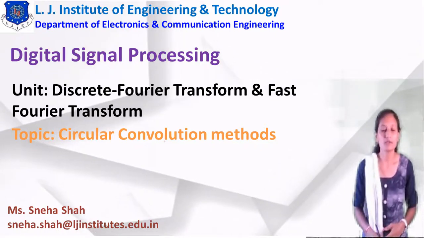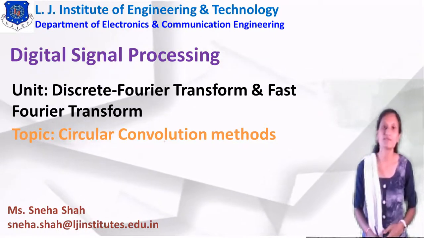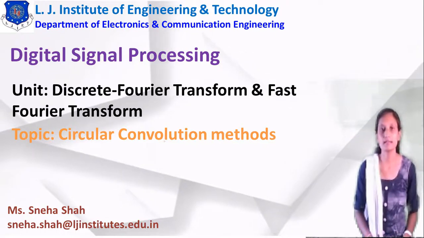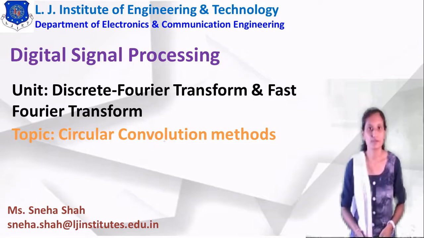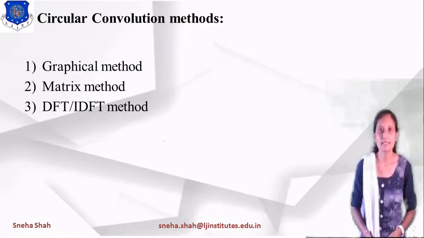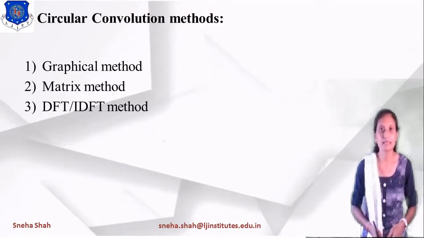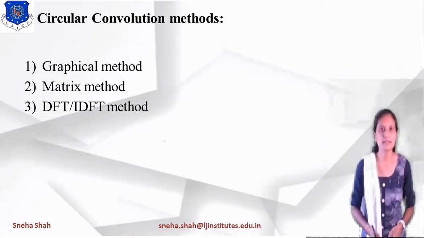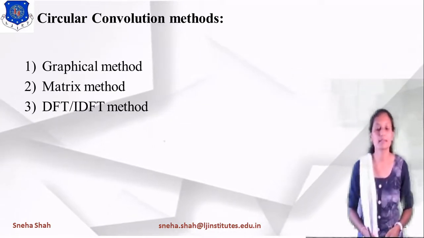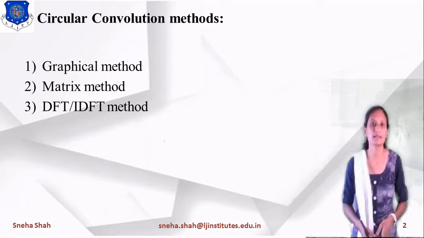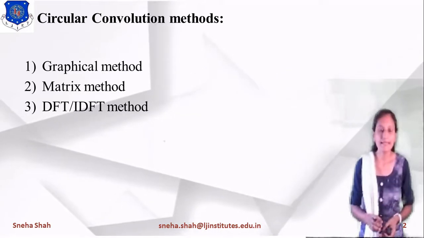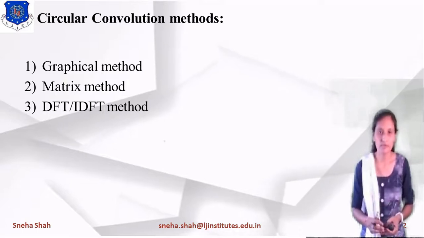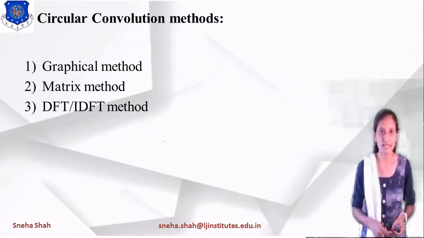Today I am going to explain circular convolution methods from the subject of digital signal processing. In the last session we had seen the circular convolution, right? So there are basically three methods to solve the circular convolution. The first method is the graphical method, the second is the matrix method, and the third is DFT-IDFT. To solve any example of circular convolution, we use these three different techniques.